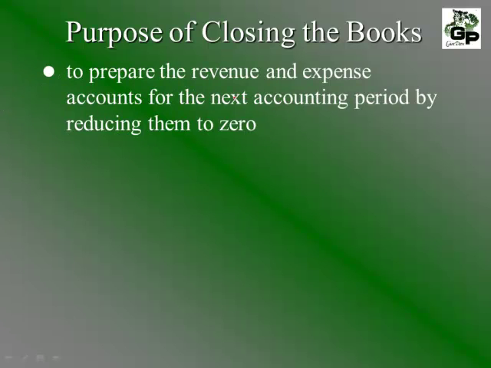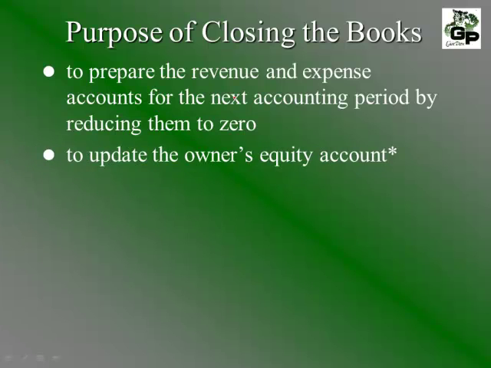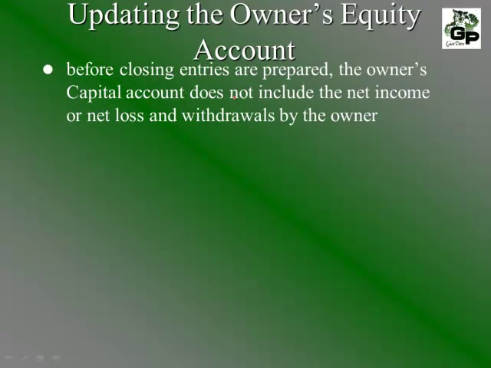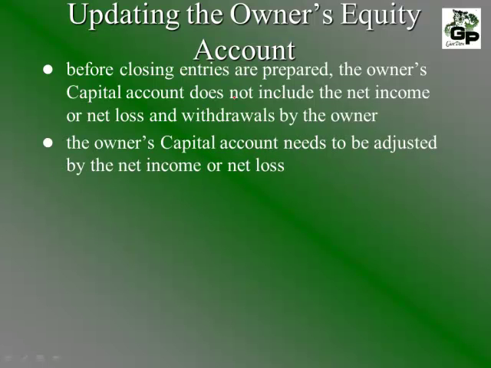So what is the purpose of closing the books? We need to close the books to prepare the revenue and expense accounts for the next accounting period. We do this by reducing them to zero. We also update the owner's equity account. So how do we update the owner's equity account? Before the closing entries are prepared, the owner's capital account does not include the net income or net loss or the withdrawals by the owner if there are any.